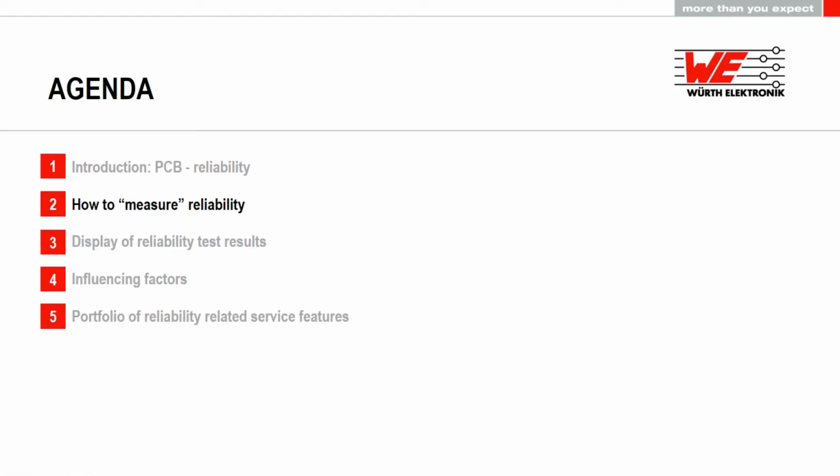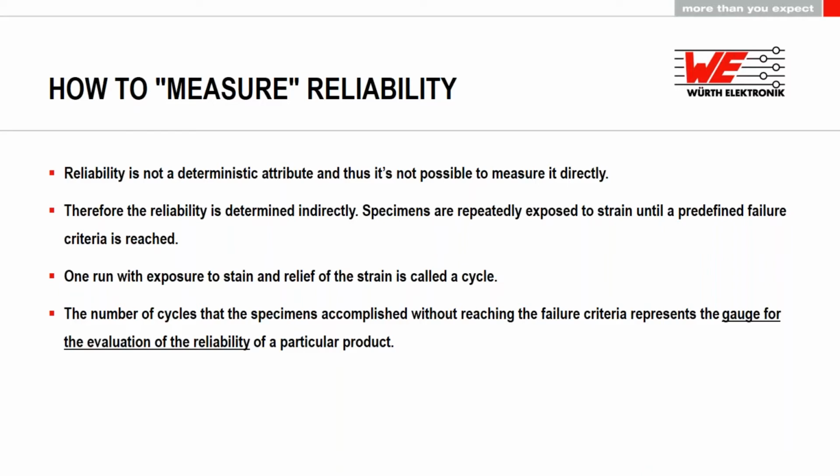How can one measure reliability? As you can see, measure is written in quotation marks, because you cannot measure reliability directly. This is not a deterministic attribute, and you cannot have a meter or a kilogram of reliability. That makes no sense. Therefore, you have to measure it indirectly.